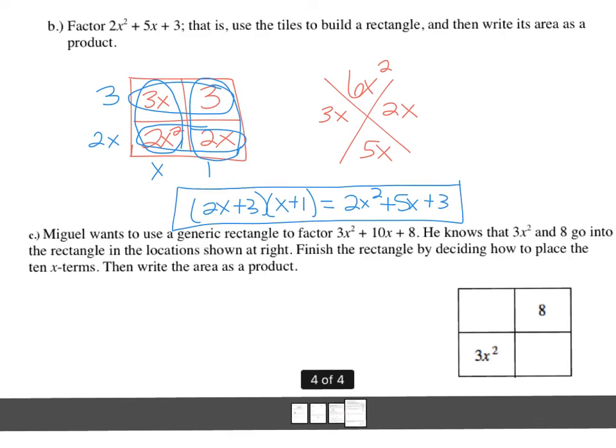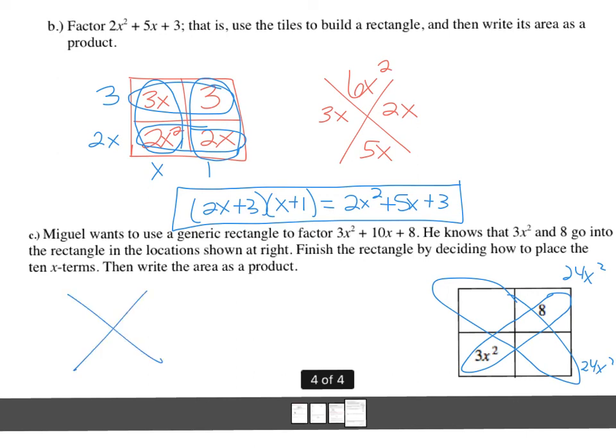Miguel wants to use a generic rectangle to factor 3x squared plus 10x plus 8. He knows that 3x squared and 8 go into the rectangle in the location shown at right. Finish the rectangle by deciding how to place the 10x terms. Okay, well this diagonal has a product of 24x squared. So we know that our other diagonal will also have to have a product of 24x squared.